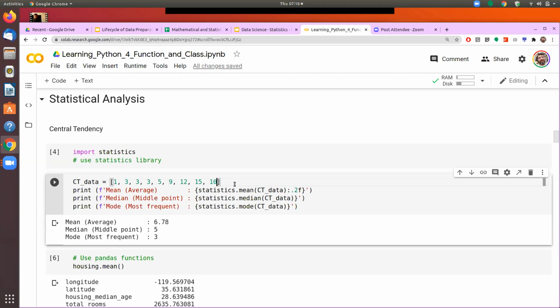But if just one number is out of the range, you will see that the median does not change, but the mean would change. So the median remains the same, but the mean has become from 6 point something to 16 point something. That's the problem that we have with the mean. Now mode is that data which is the most frequent one. So here the 3 is appearing 3 times, and that's where the 3 becomes the mode of that.